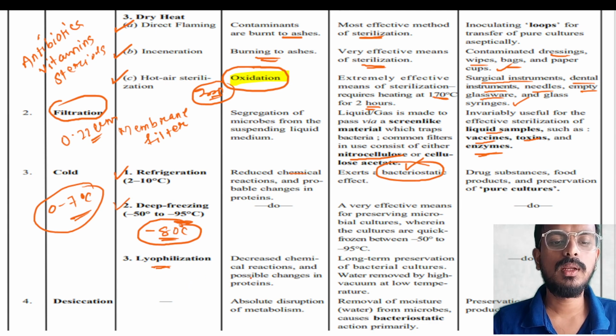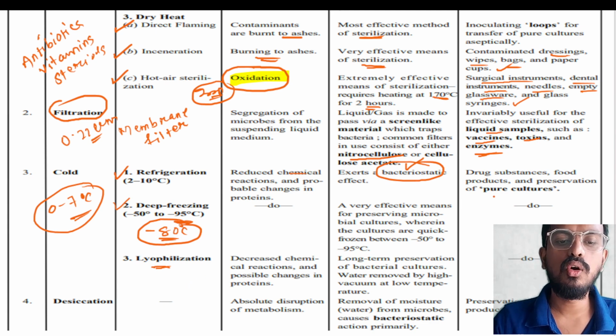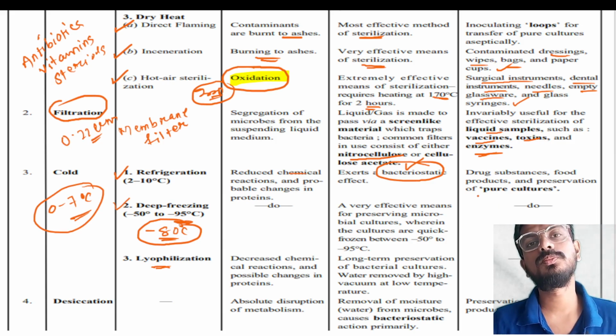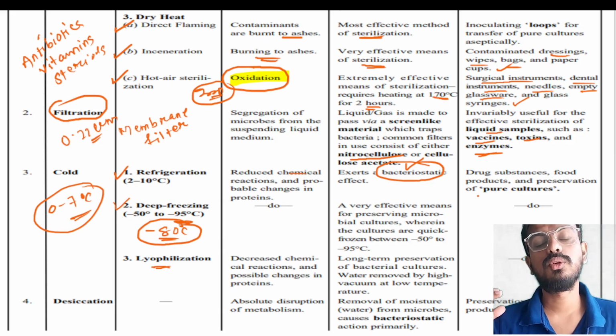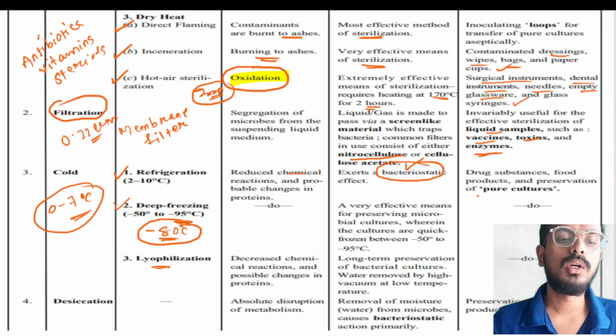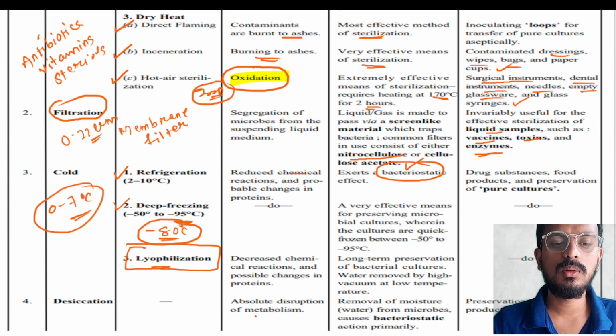Another one is lyophilization. Lyophilization is a long-term preservation. If you want to preserve the sample for a year or for months, there is a process called lyophilization, which can store the sample for months up to a year. Next is desiccation, which is the absolute destruction of metabolism in the absence of water.